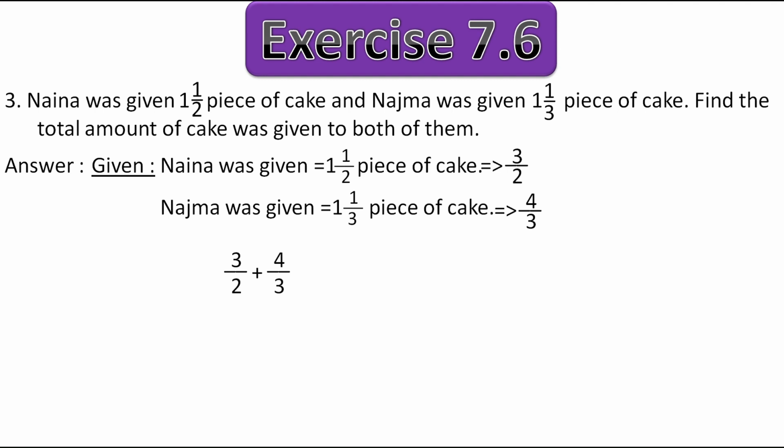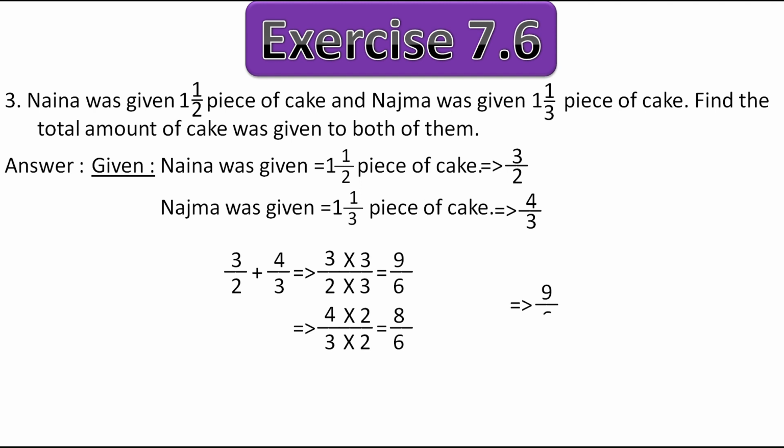As the denominators are co-prime, we will take the first fraction and multiply it with the denominator of the other fraction. So we got the answer as 9 upon 6. Now I'll take the second fraction and multiply it with 2. So I got the answer as 8 upon 6. Now let's add them. 9 upon 6 plus 8 upon 6 will give you the answer as 17 upon 6.